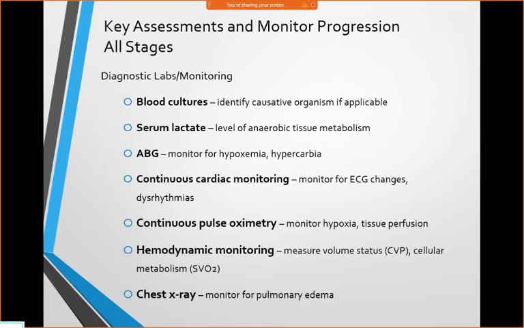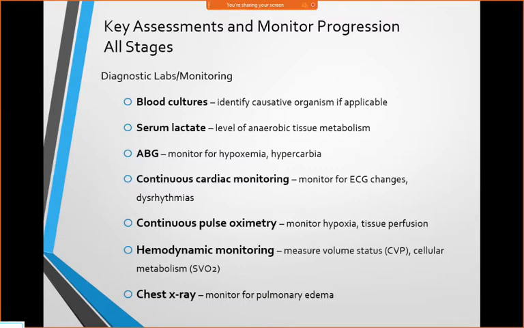An elevated lactic acid is a criterion for the progressive or irreversible stage of shock of all kinds. So you can always draw a lactic acid level and check it to see where you are in these stages of shock. ABGs are useful as well for checking your oxygenation level. Cardiac monitoring is for making sure that your heart is not being deperfused. Continuous pulse ox, hemodynamic monitoring, usually the CVP is what we're looking for.